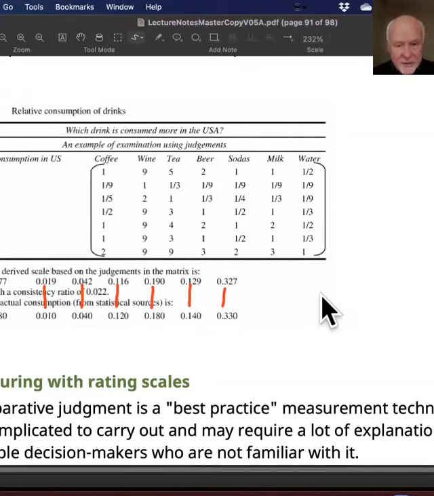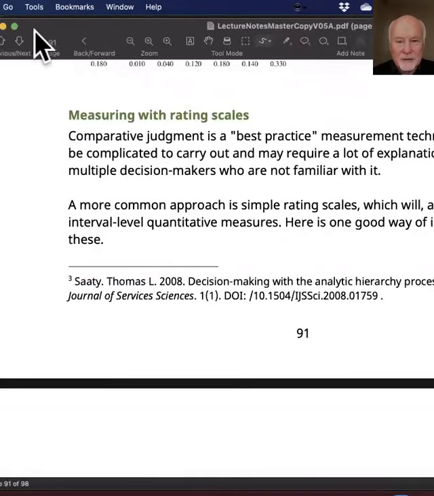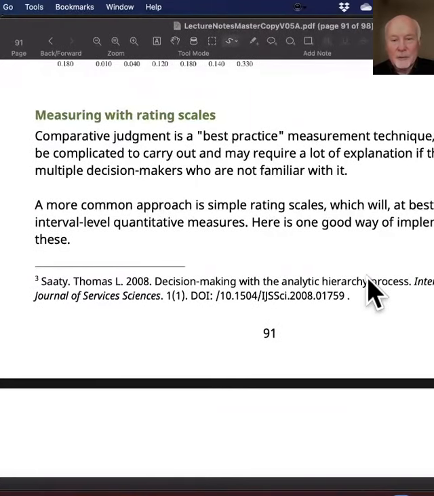Now, let's talk about rating scales. One of the issues with comparative judgment is the number of comparisons required. It can just take a lot of time and organization. But also, some people are just going to say, what is this thing that you're inflicting on me? It's too complicated and we don't have time for it. So expect to encounter that sort of response as well.